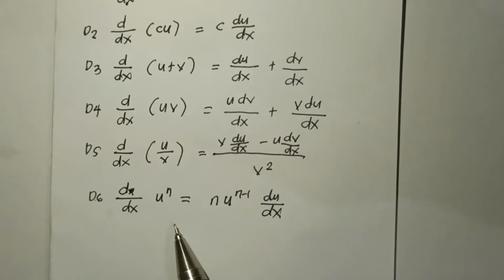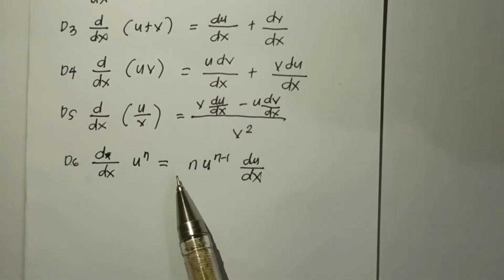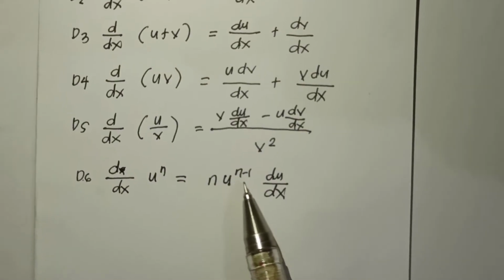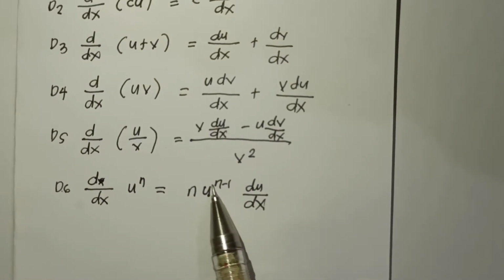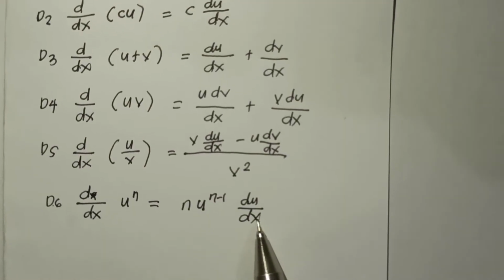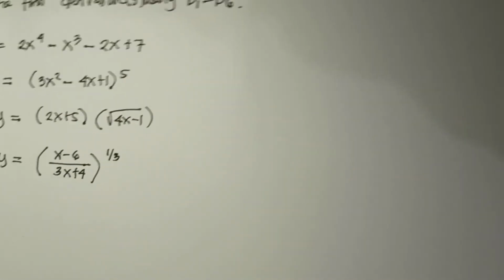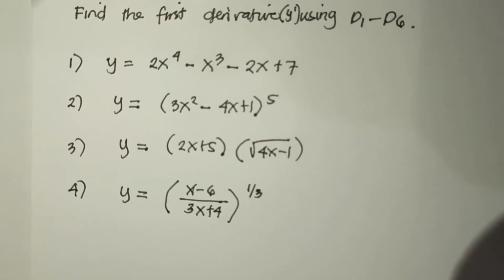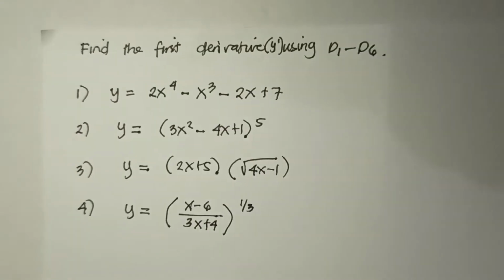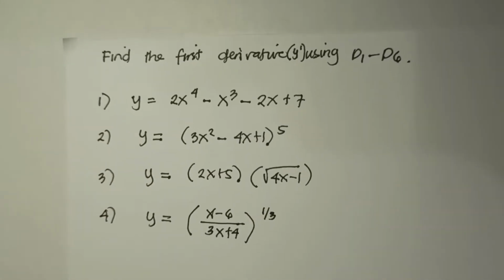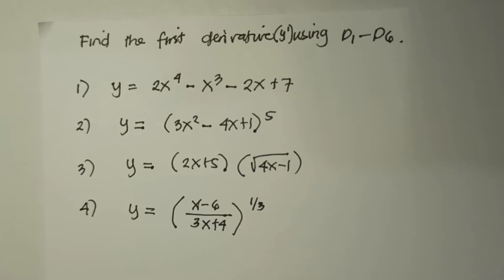And D6 is in terms of power. So the derivative of powers is n u raised to n minus 1 du over dx. So still we need to find the derivative of u with respect to x. At this point of time, we have a problem set here. Find the first derivative y prime using D1 to D6. So this time, we'll answer number 1.